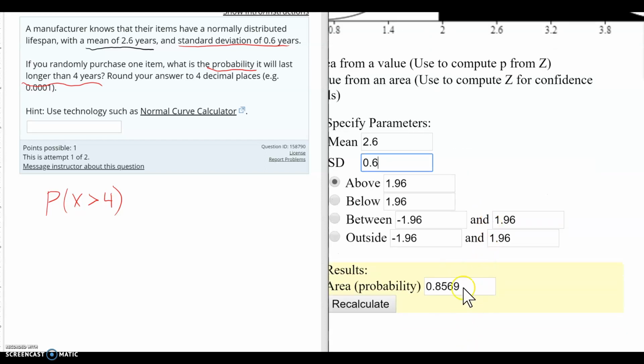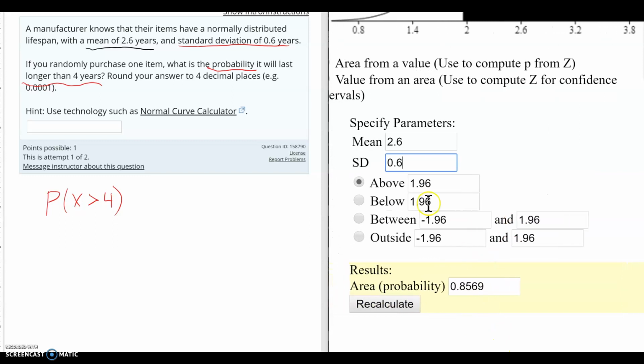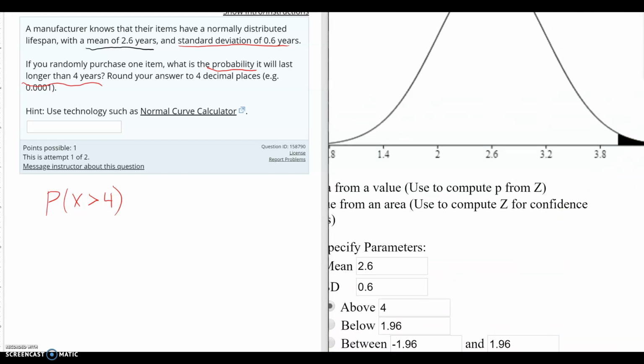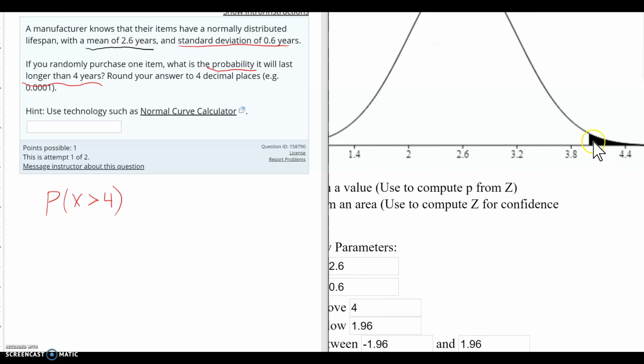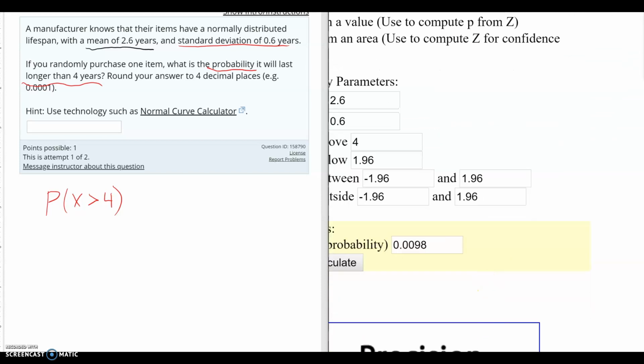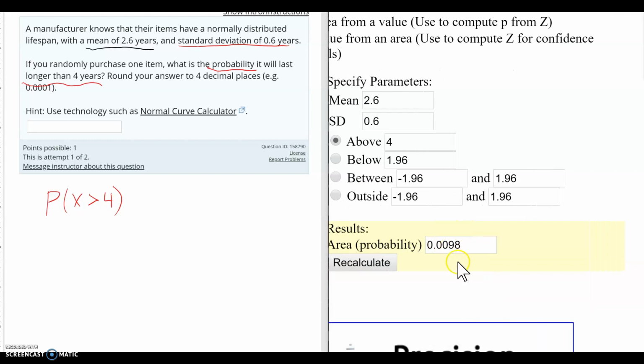Okay, so now let's put in where I need to go. It says I want to know a lifespan greater than 4, so I want to do above 4, and press recalculate. And if I look at my picture, do you see where the 4 shows up? So the chance that this battery or whatever the item is could last 4 or more years, that little area right there, if the average was 2.6 with a standard deviation of 0.6. So that's the number I want, and I got to type that into my homework.